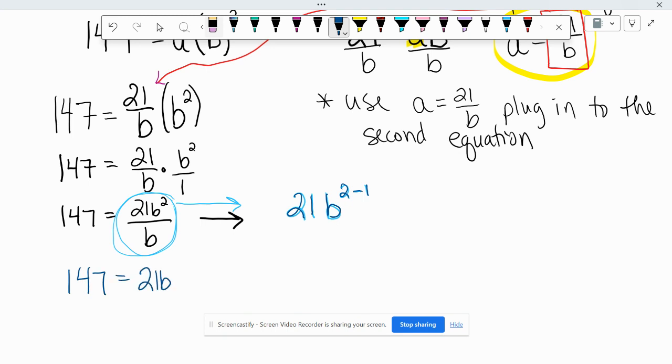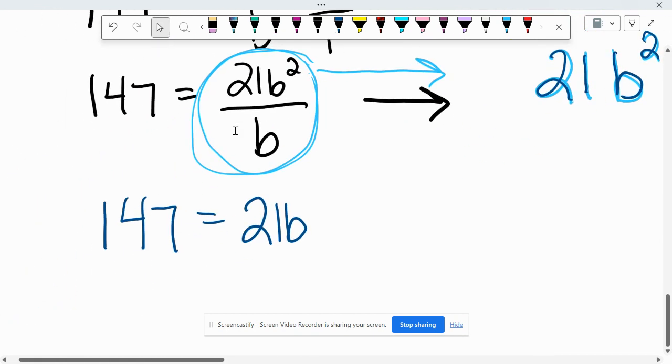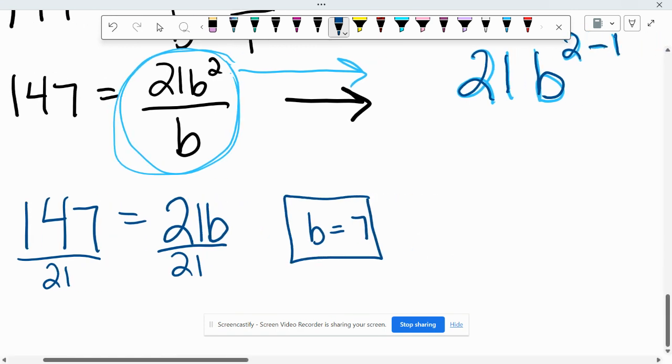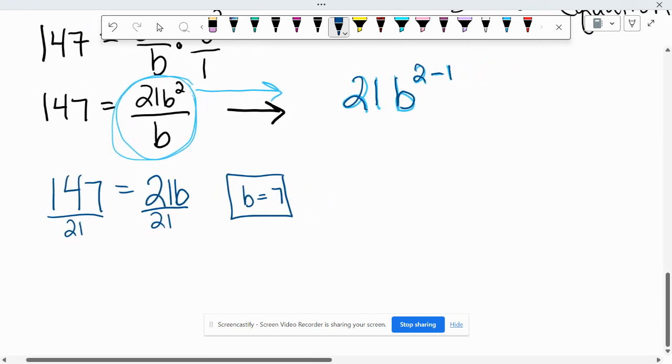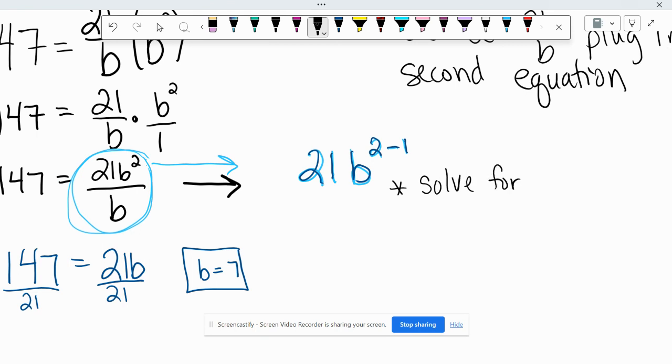So how do I find out what b is? Yeah, you're going to divide both sides. Good job, Brayden. Divide both sides by 21, and you find out that b equals 7. So much like a system, I know what b equals. I have to go back in and find a. So the last thing is now solve for a.